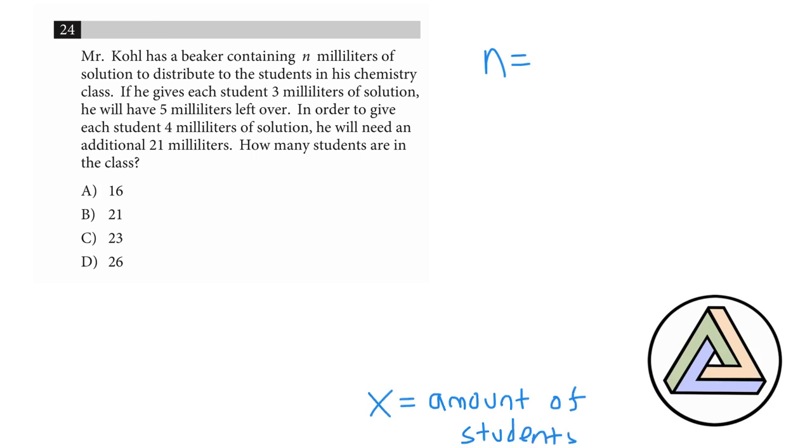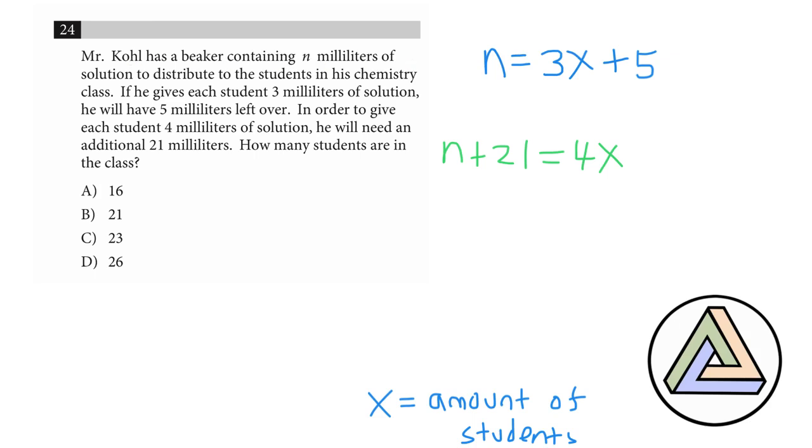So, according to this information, n milliliters of solution to distribute to the students in his chemistry class. He gives each student 3 milliliters, and then he has 5 left over. So once again, n represents how many milliliters of solution he has. So that's going to be 3 milliliters per student, and that still is such that there would be 5 milliliters left over. So that's the way to represent the first 2 sentences in an equation. The total milliliters he has is going to be 3 milliliters per student plus 5 left over. Okay, in order to give each student 4 milliliters, he will need an additional 21 milliliters. So in other words, if he had n plus 21, if he had the same amount he had before, only he added 21 to it, then that would enable him to give 4 milliliters per student.